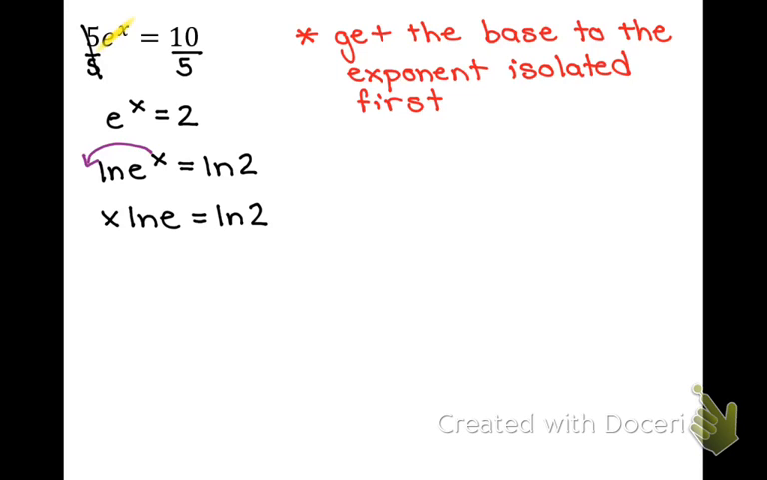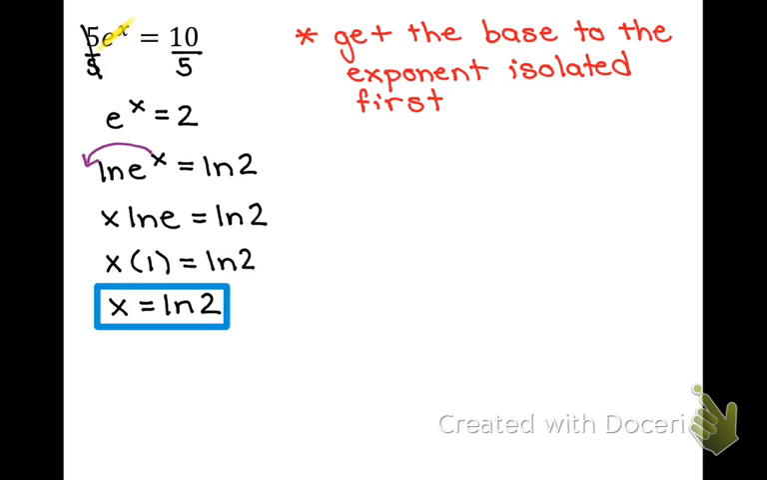Anybody remember what the ln of e is? It's 1. So this is really like x times 1 equals the ln of 2. But x times 1 is just x. So we get x equals the natural log of 2. So if that little property there escaped your mind, make yourself a little note. The ln of e equals 1. That's a good one to know. It sneaks up on you.